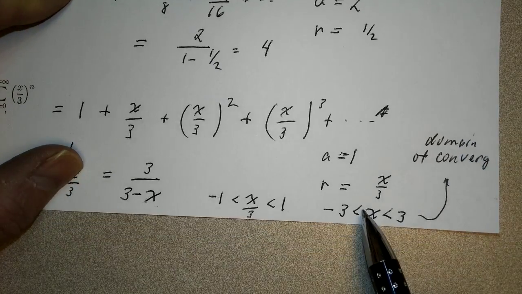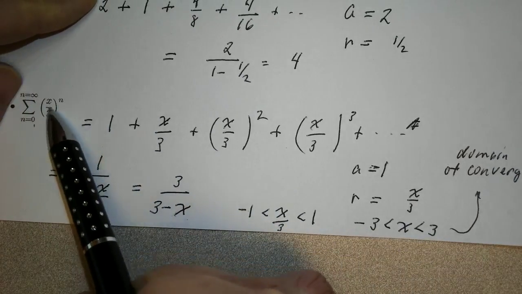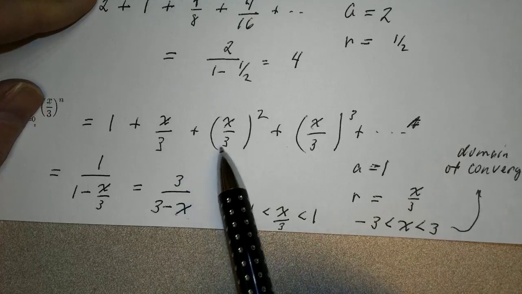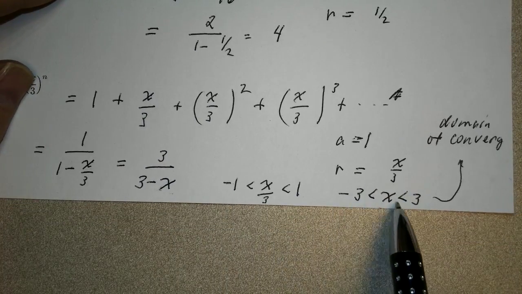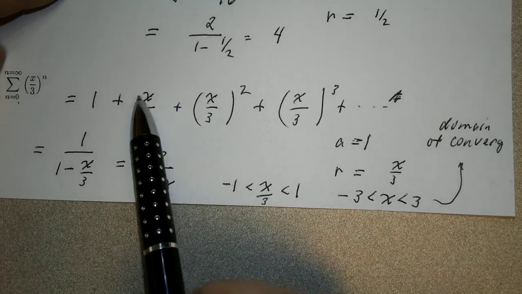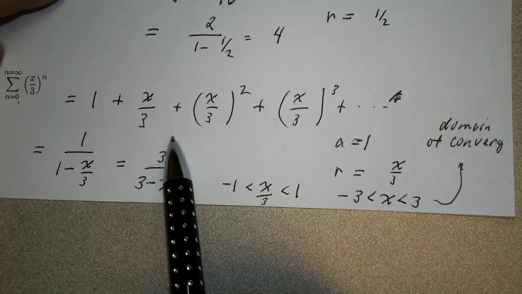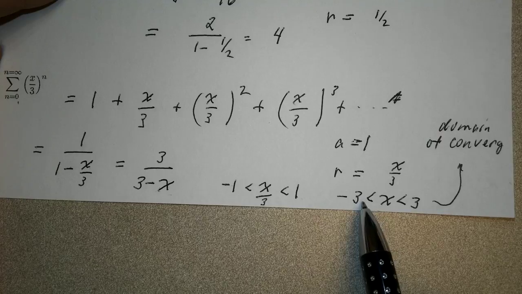So if our infinite geometric series involves a variable, it converges, but it converges dependent upon what the value of the variable is. If we change this to be x over 5, it's pretty clear that x would have to be between -5 and 5.